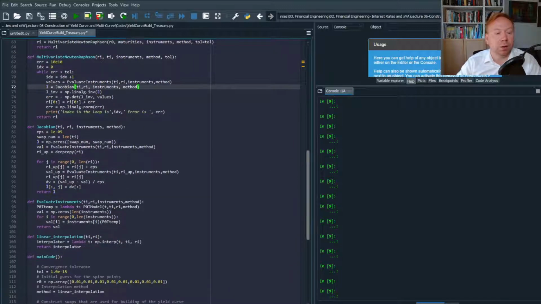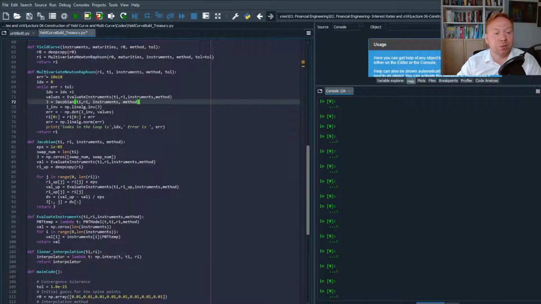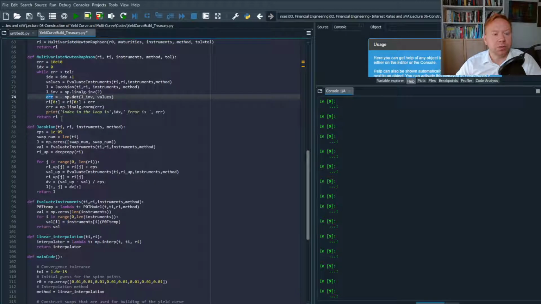So here we still have this iteration. So it's a Newton-Raphson. We evaluate instruments, we perform the Jacobian, and then we have to invert the Jacobian. And this is what we do with the NumPy linear algebra toolset. We do the inverse of the Jacobian, and then we define an error. So the error here is defined as minus inverted Jacobian times the vector of the values. And then we define the next Ri, so the next set of our spine points, as being the previous set of spine points plus this so-called error, let's call it.